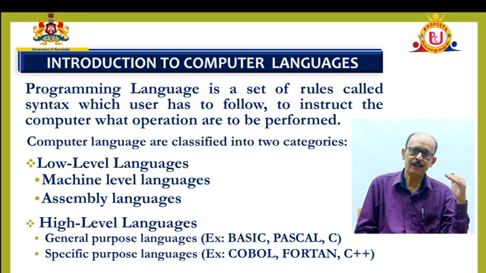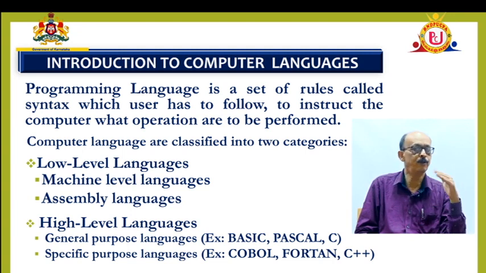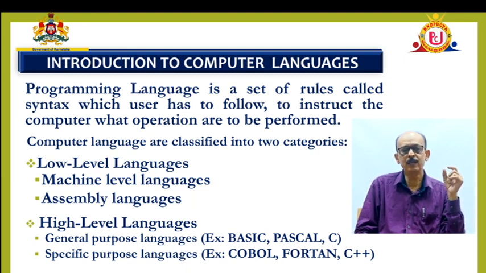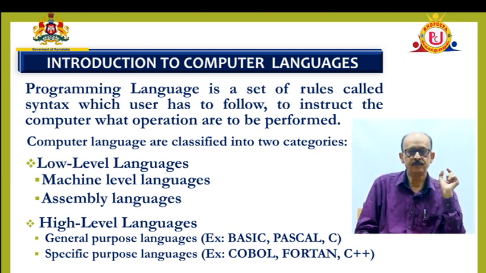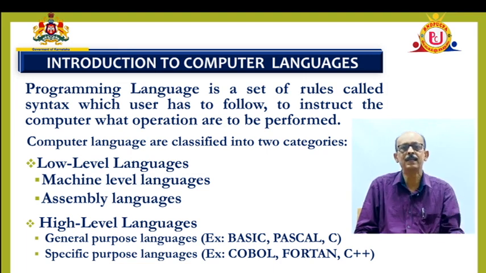Machine level and assembly level languages, to some extent the user can understand, not fully. Whereas the high level languages are understood fully by the human being, but the computer will not understand that language. Okay? There are also specific purpose languages. A specific purpose language can be used for a particular application only. And the other one is the general purpose language. It can be used to solve any of the applications.